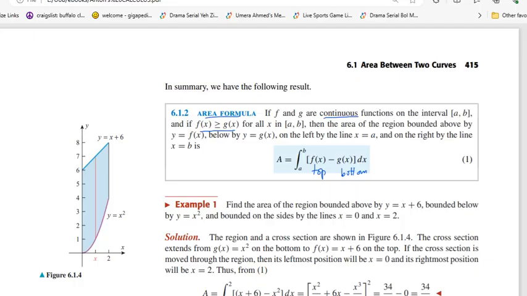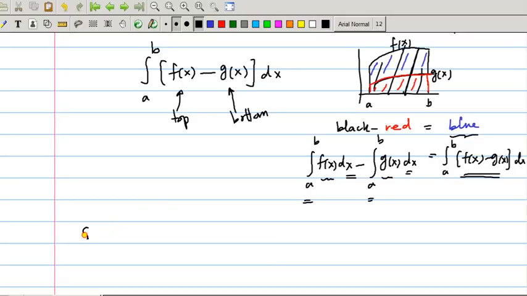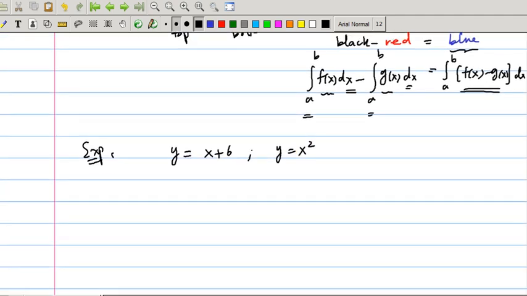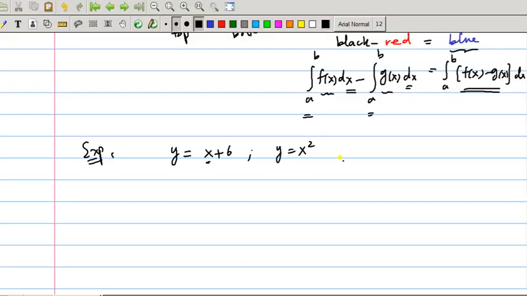Okay. So let's see. Find the area of the region bounded above by y equals x plus 6 and bounded below by y equals x square, and on the sides by x equals 0 and 2. So see, the upper curve is x plus 6, the lower curve is y is equal to x square. Usually we think that x square should be above because x square is a bigger thing, right? And x is a smaller thing. But if you look from 0 to 2, these things are given.